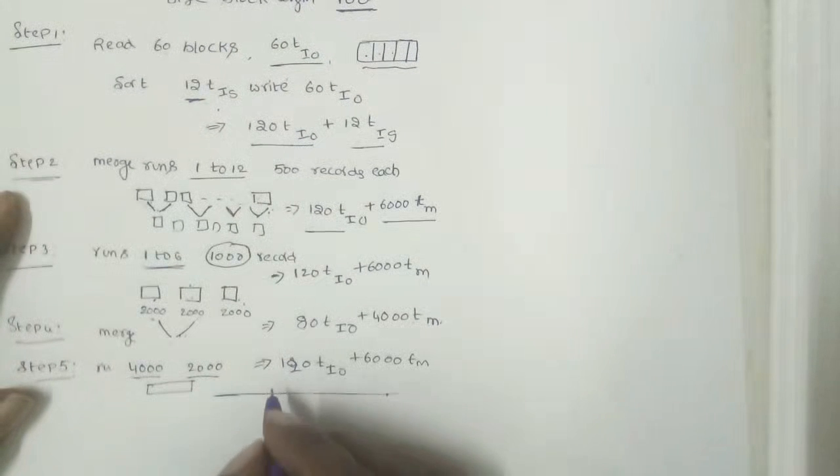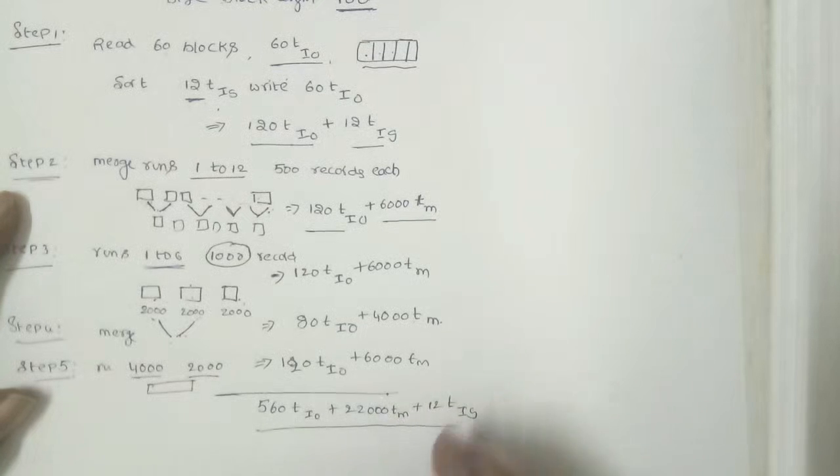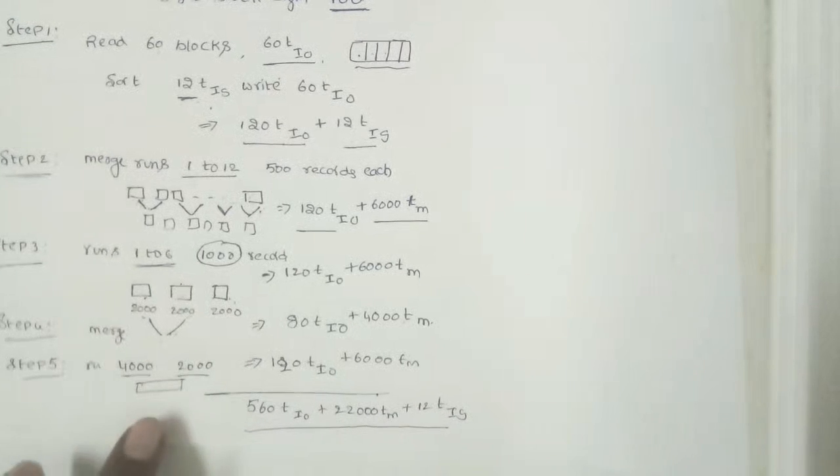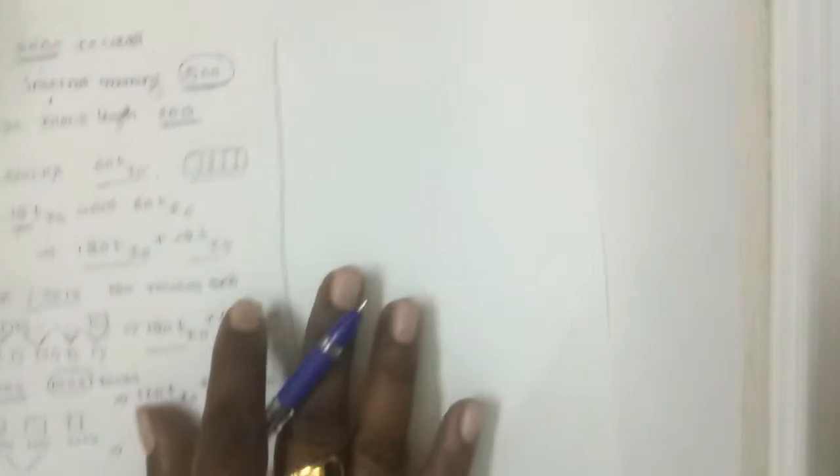Now sum all these terms. By summing all these terms, this is the time required for performing external sorting. For your convenience, I will discuss one more example. This example is also considered.